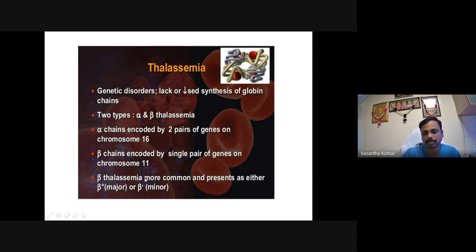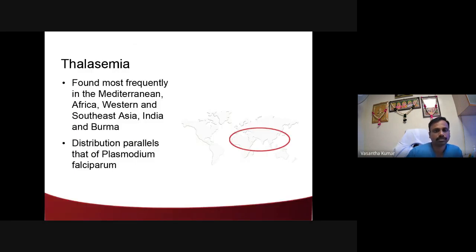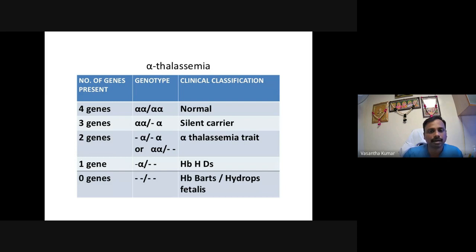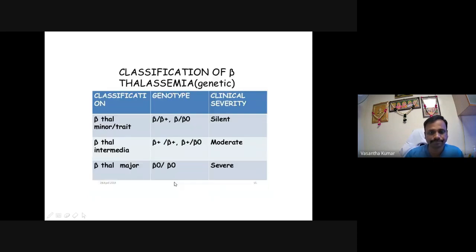Beta thalassemia is more common and presents as either beta thalassemia minor or major. It is found frequently in the Mediterranean, African, Western and Southern Asian regions, India, and Burma. The distribution is almost parallel to that of Plasmodium falciparum. Among alpha thalassemia, if all 4 genes are intact, it's normal. If 3 genes are intact, silent carrier. 2 genes intact, alpha thalassemia trait. 1 gene intact, hemoglobin H disease. If none of the genes are intact, it's called hemoglobin Bart or hydrops fetalis.